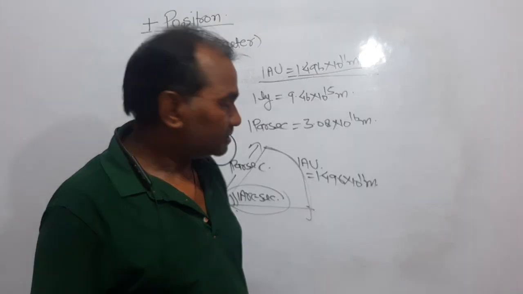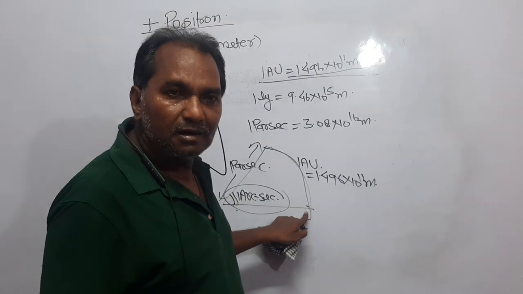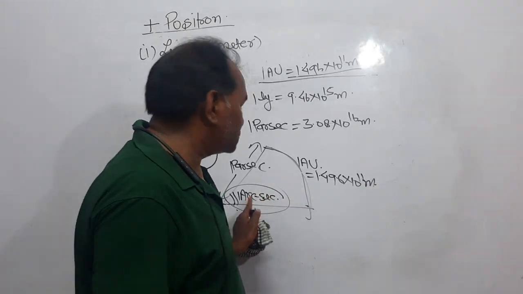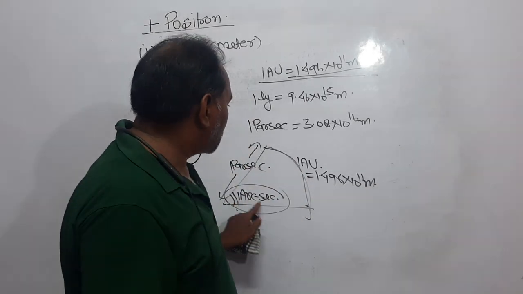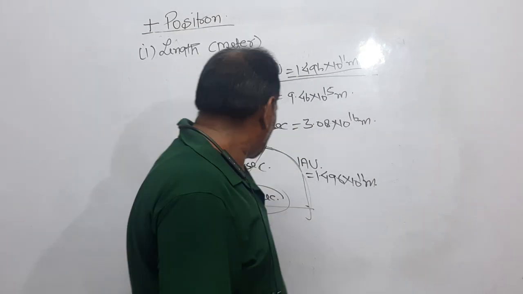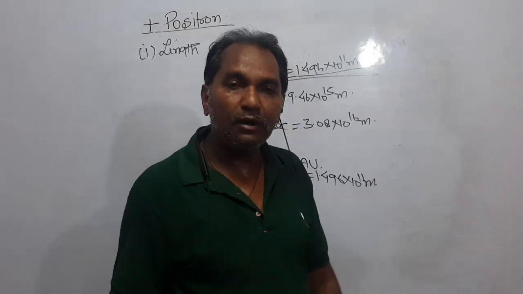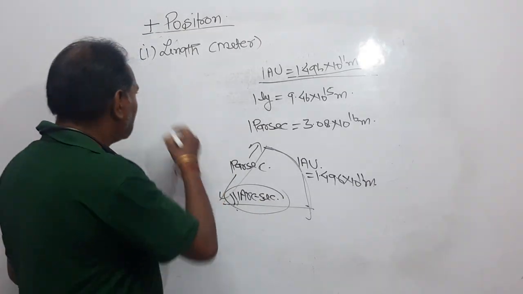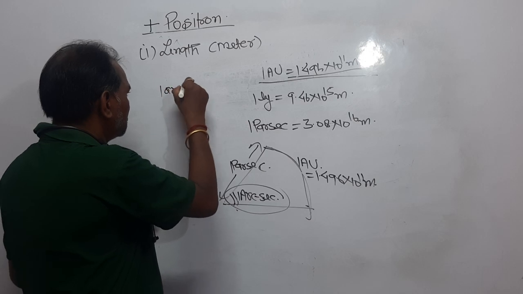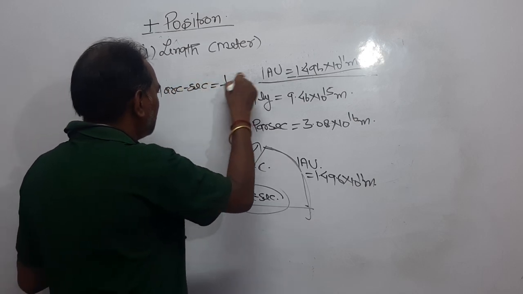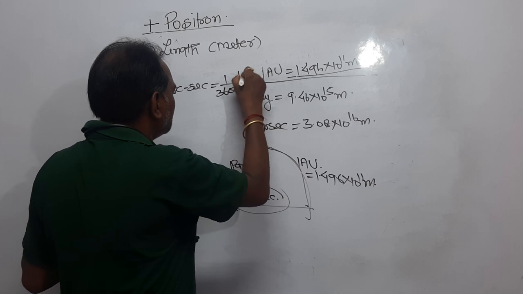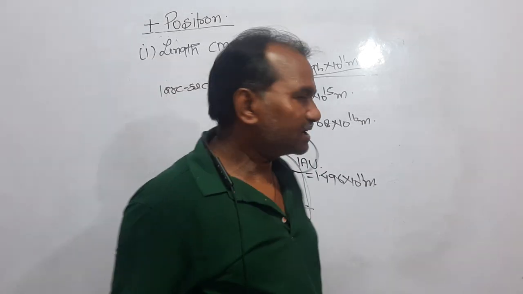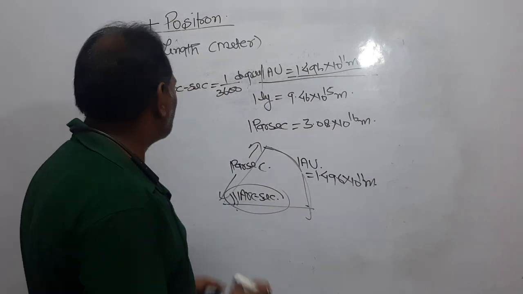If an arc has a length of 1 astronomical unit, then the distance at which this arc subtends an angle of 1 arc second is said to be 1 parsec. And dear student, 1 arc second is what? 1 arc second is 1 upon 3600 degree. Always remember these small steps. 1 arc second is equal to 1 upon 3600 degree.